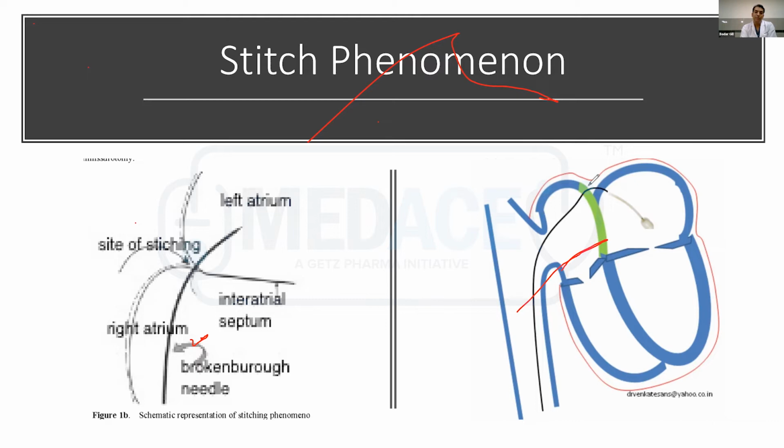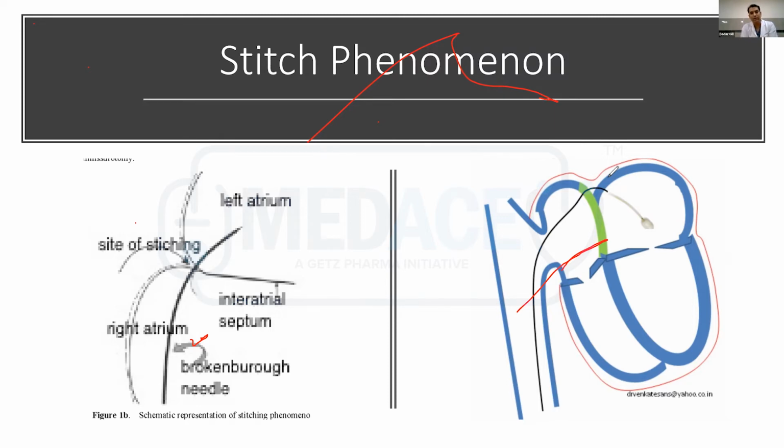In case of a very high puncture, when we are puncturing the interatrial septum, it will first go from the LA, then through a free pericardial space here, and then into the LA. What happens, we'll complete our procedure very nicely. And it is called a stitch because during the procedure, it is stitched between the two walls of LA and RA.